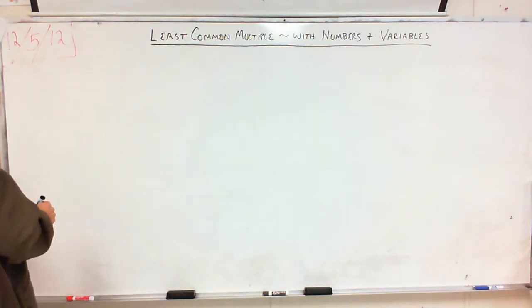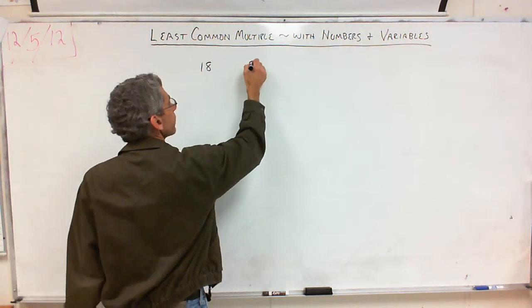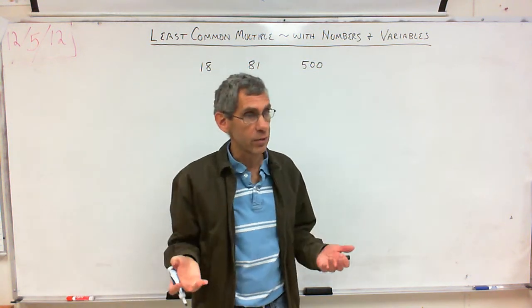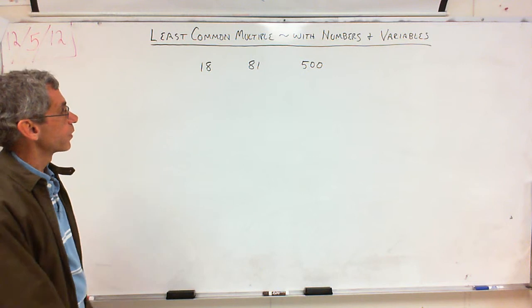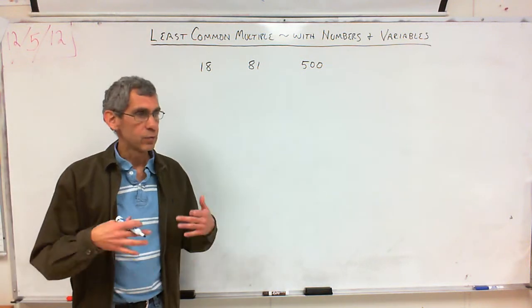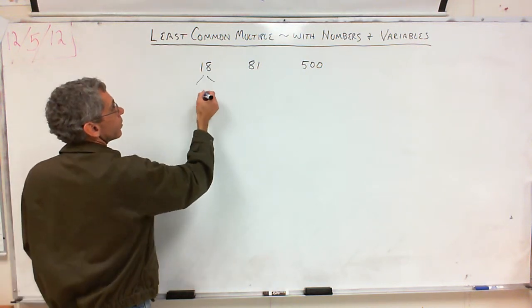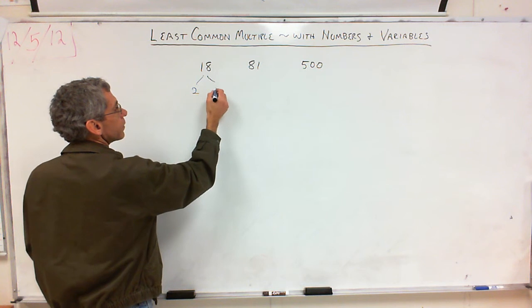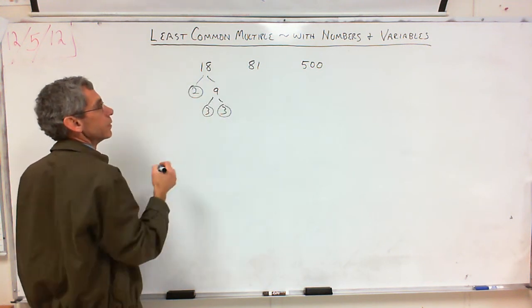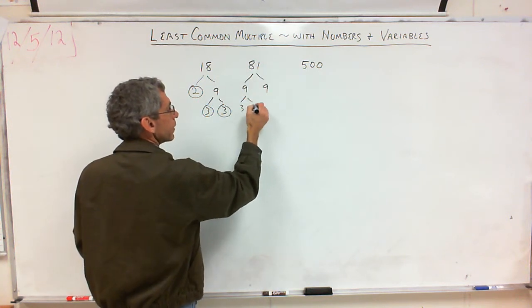But let's say I did 18, 81, and 500. Again, now we got bigger numbers, right? This is a little harder. I'm thinking, oh my gosh, how am I going to find my least common multiple in these? Well, I do the same thing. I bring it down to my prime numbers, and we'll see what we got. So 18 would be 2 times 9, right? And 9 is 3 times 3. Am I right? Did I do this right? And then this one, 9 times 9, right? Which is 3 times 3.